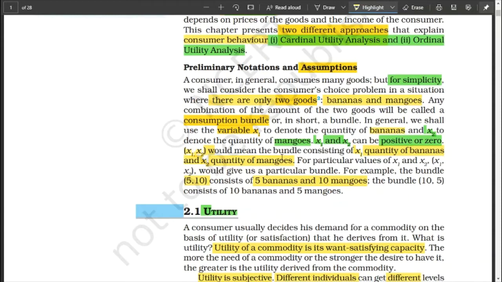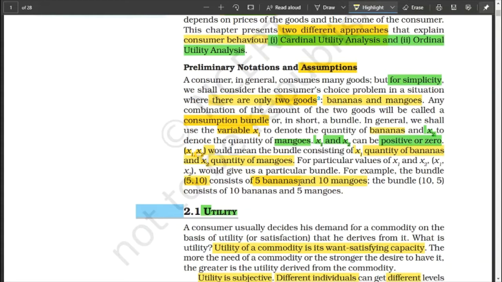So x1 and x2 can be 0, that means consume nothing, or can be positive, can be 1, 2, 3, 4, 5, and so on. We can consume more of them or 0 of them in that sense. Okay, so when we say x1, x2, you understand, bananas, mango, we mean it consists of bundles of x1 quantity of bananas and x2 quantities of mangoes. How many of mangoes and how many of bananas we would like to consume, that is the bundle. For example, when we say the bundle is 5, 10, x1 5, x2 10, it implies that I consume 5 bananas and 10 mangoes. That's the bundle given in a bracket.